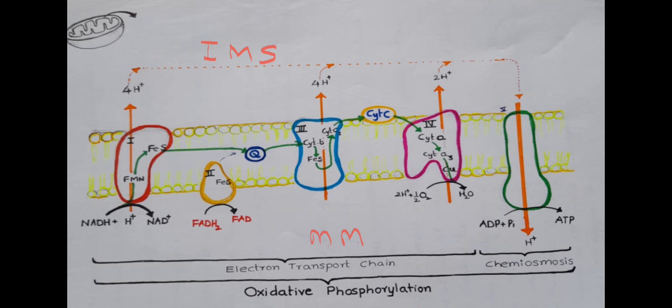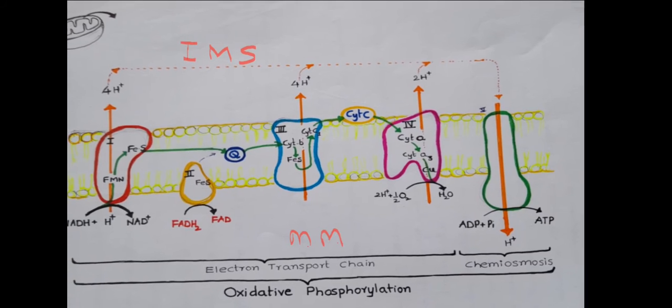So the proton gradient is established. The difference in the proton concentration creates an electric potential across the membrane. So this electrochemical potential gradient is called the proton motive force. This proton motive force is very important for ATP synthesis.